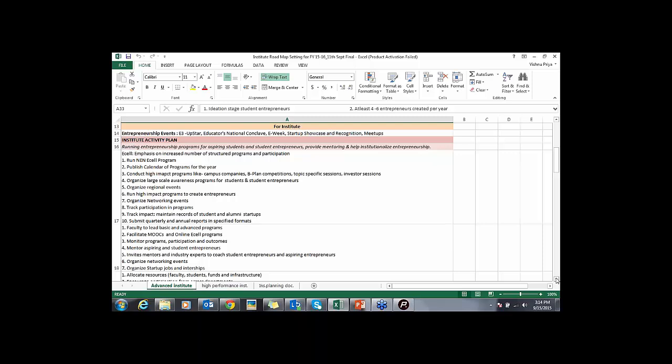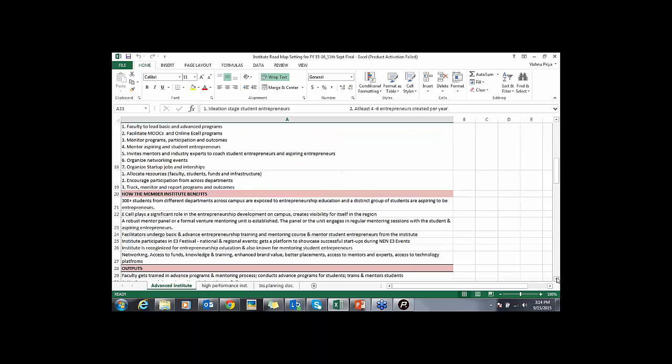Organize large-scale awareness programs, and like I covered the whole thing, networking should be the key in the second level. Faculty should also scale up side by side and go to a higher level of programmatic management.